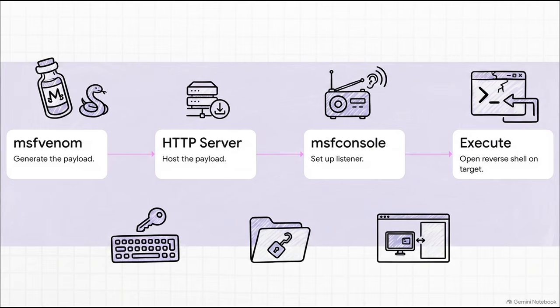And then step 4, the exact moment the target executes that file, it silently connects right back to the attacker's listener. Boom. This opens a reverse shell, granting absolute control. From that point on, an attacker could log keystrokes, view private files, or even pull up a live, real-time screen share of the target's desktop.